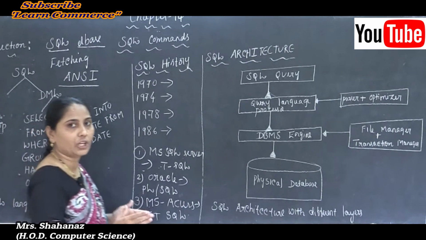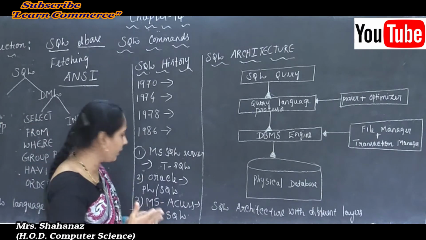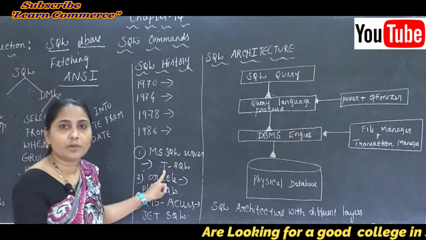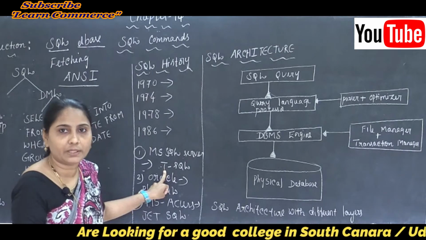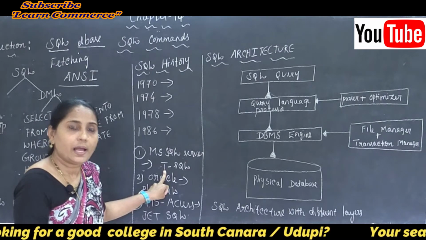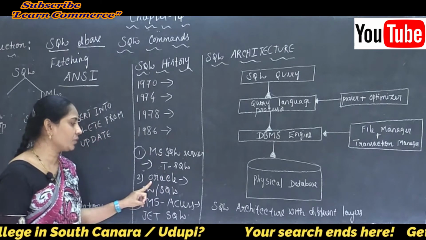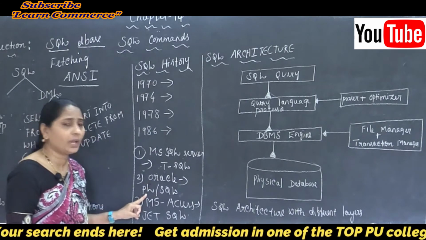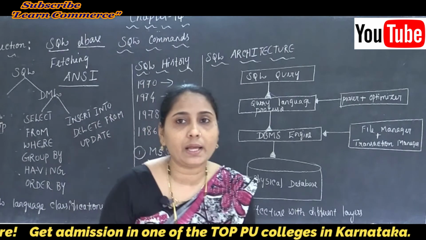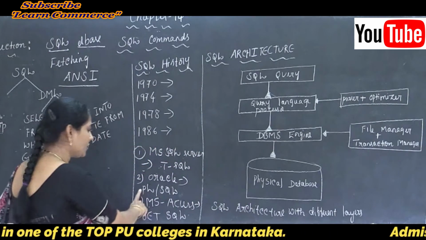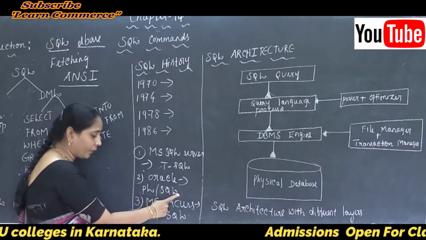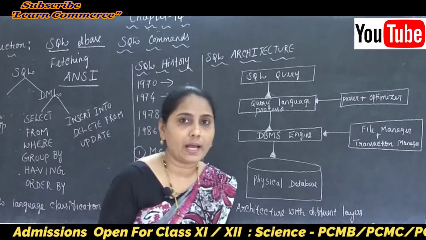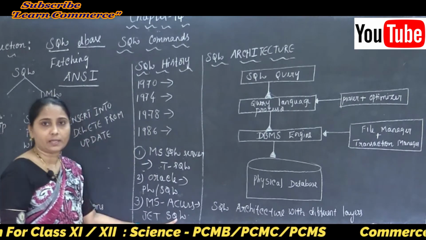The different versions or dialects of SQL are: MS SQL Server uses the version TSQL, the full form of TSQL being Turbo SQL. Next is the second one, Oracle. The Oracle uses what is called PLSQL. The PLSQL is called Procedural Language Structured Query Language, and the MS Access version of SQL is called Jet SQL. Clear this point here.